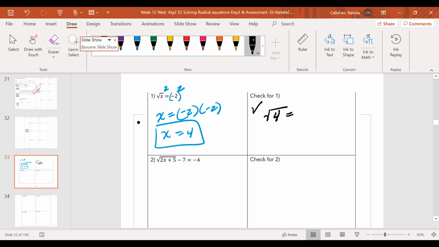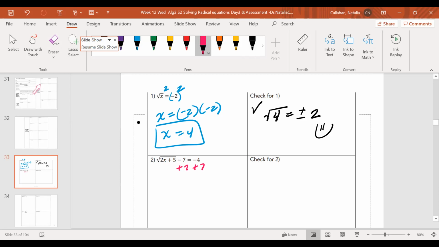Oh, hold on a second. The square root of 4, remember, is plus and minus 2. And so your original answer was -2. That is one of the answers. So you can go ahead and check that. So it is correct.